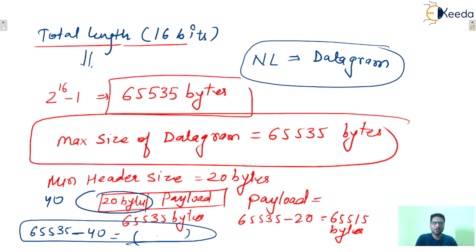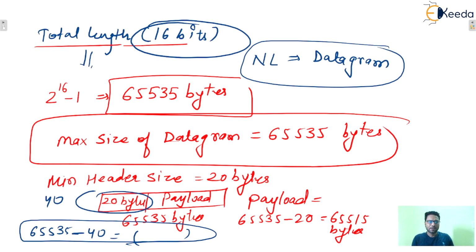So these 16 bits will decide the size of the datagram, and with the help of HLEN you can find the header length. If you know the total length field as well as the header length, then you can find the size of the payload. The total size, that is the size of the datagram, minus the size of the header will give you the payload size. I hope this one is clear to everyone.